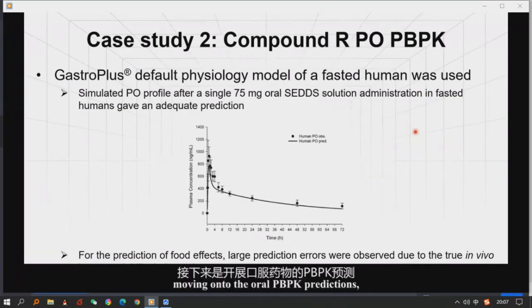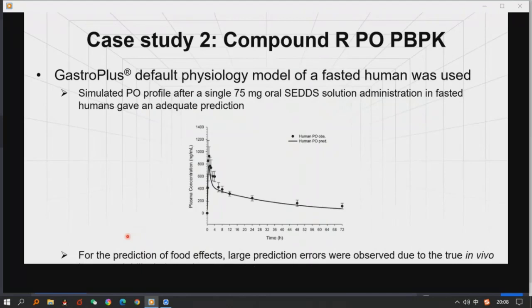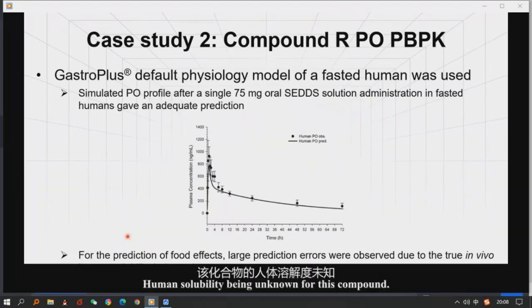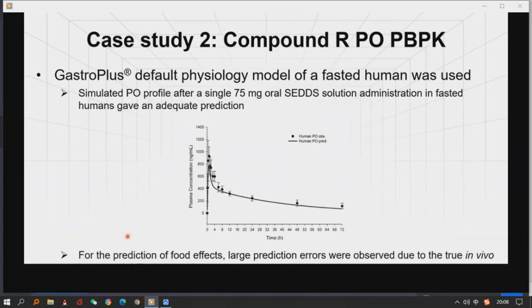Moving on to the oral PBPK predictions, they again used GastroPlus, and they used the default physiology model for a fasted human. And this simulation of the oral profile after a 75 mg oral solution administration was adequate when they got the clinical data, and you can see from the figure down here. Unfortunately, for the prediction of food effects, there was a large prediction error, and this was thought to be due to the true in vivo human solubility being unknown for this compound.